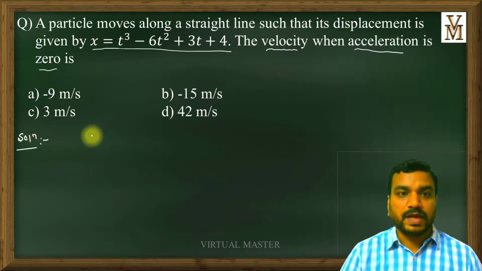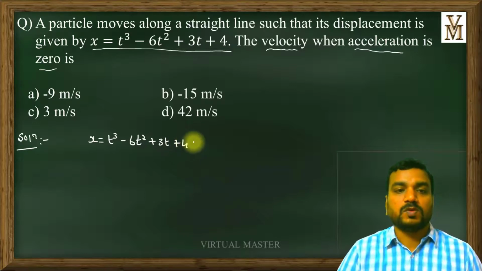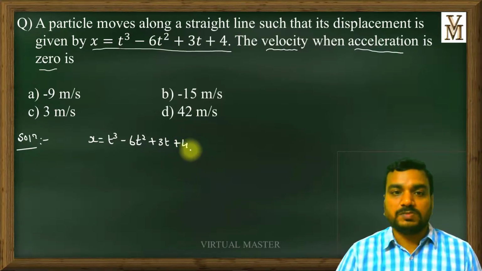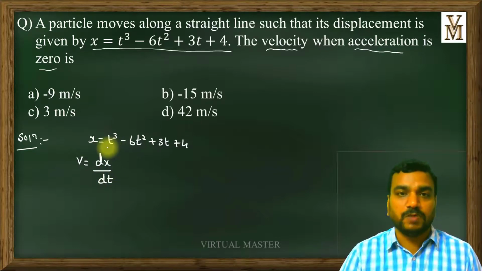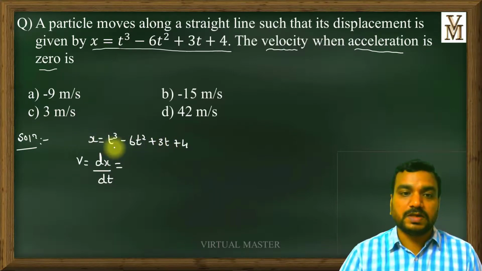Solution. Now x is given, x equals t cube minus 6t square plus 3t plus 4. Okay. Now let us find the velocity of the object. Now the velocity of the object v will be equal to dx divided by dt. Okay, differentiation of the displacement will give the velocity, isn't it? Now let us differentiate this equation. The equation for the displacement is given here, d by dt of t cube minus 6t square plus 3t plus 4.